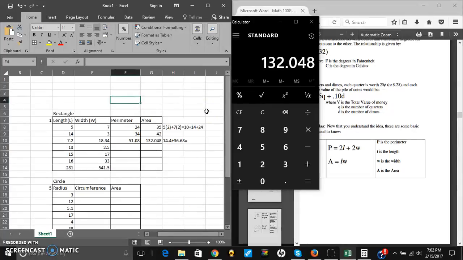Remember, the formulas are going to be P equals 2L plus 2W, and A equals L times W.